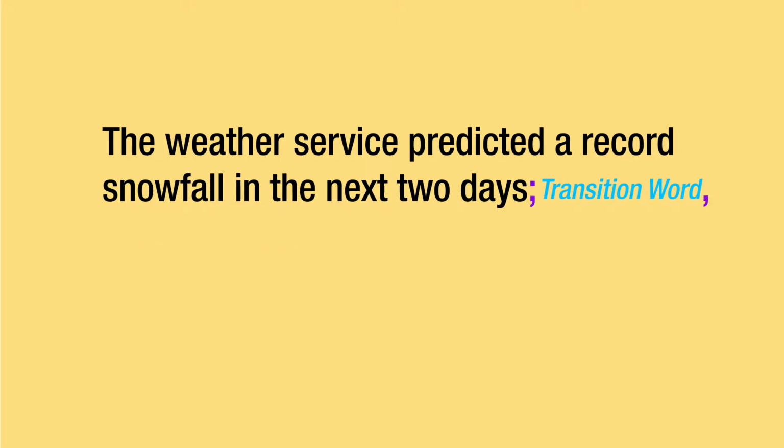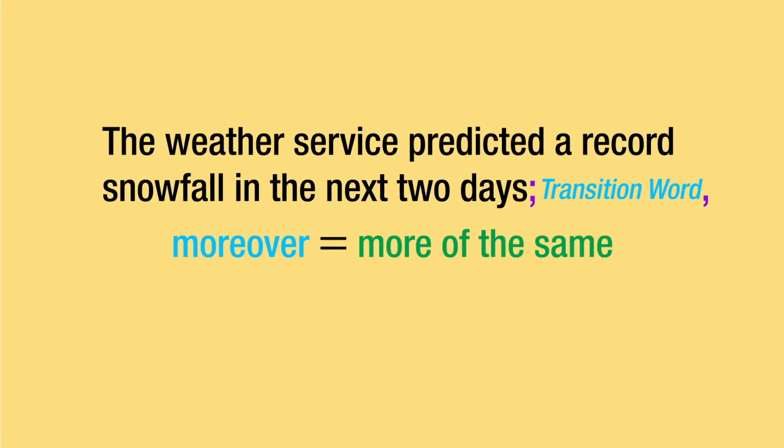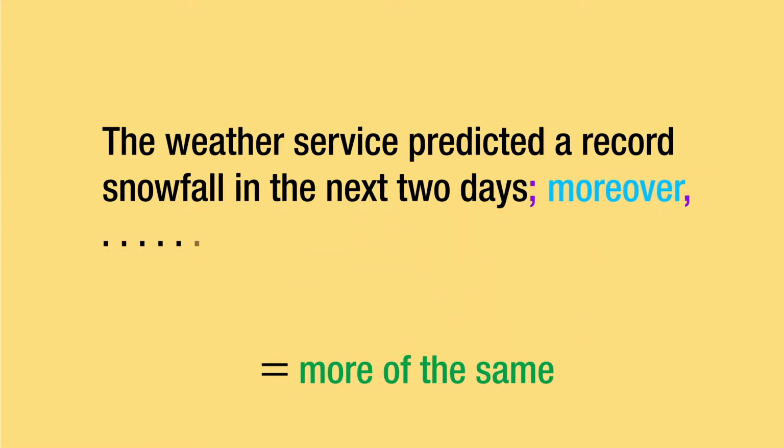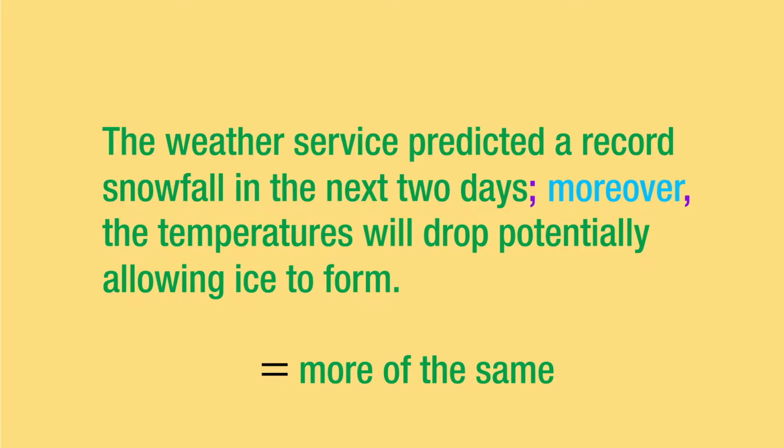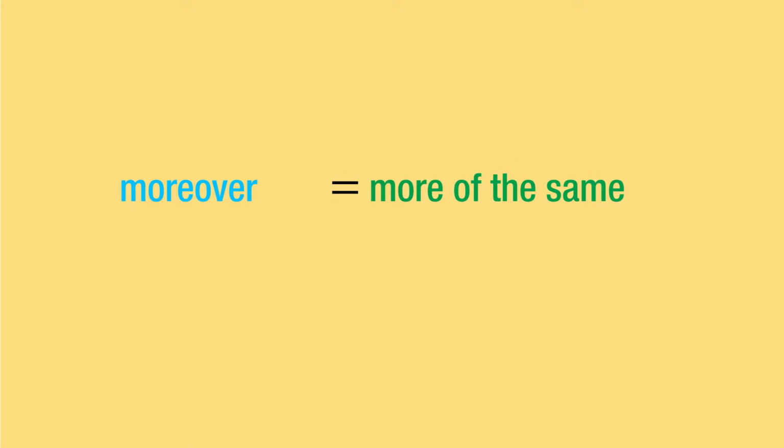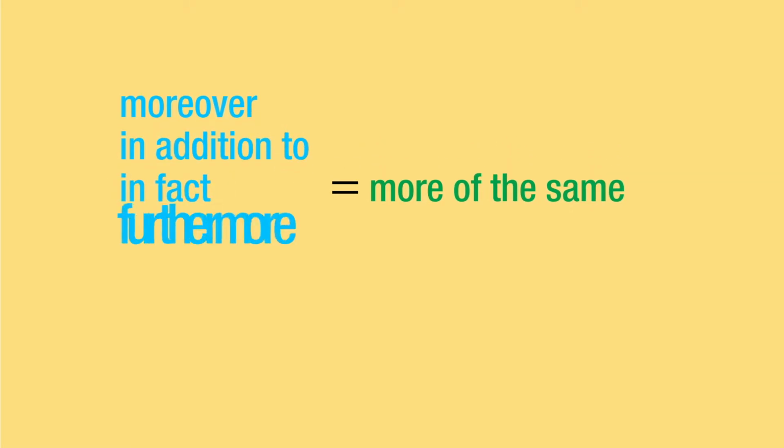So let's try moreover. Moreover is a transition word that means more of the same. So this means what follows will have to be something similar to the Weather Service predicting a record snowfall. Say maybe the temperatures will drop, potentially allowing ice to form. That's a similar description of the weather that might come. Other transition words that mean more of the same are in addition to, in fact, furthermore, as well as.